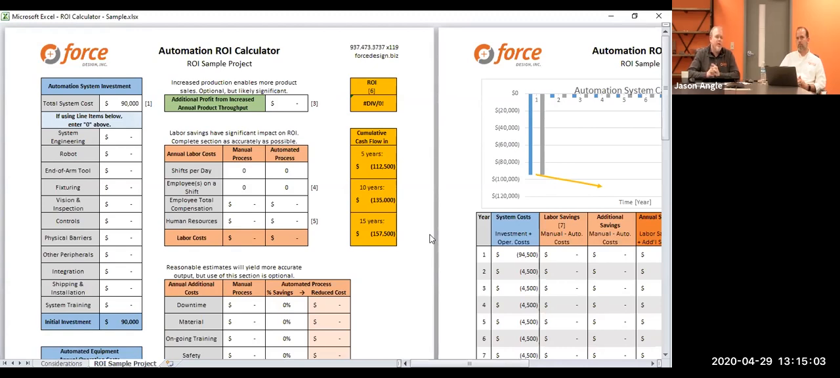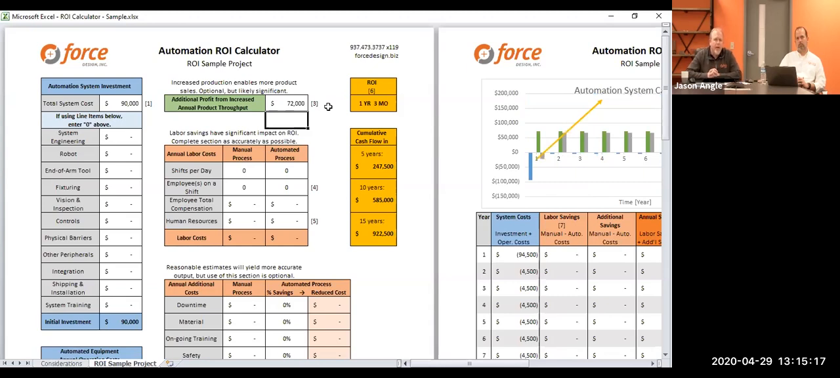Now, in this case, our customer shared with us that they did increase their throughput by automating. And because of that, they're making an additional $72,000 a year. I wouldn't have to put that in there. We could leave that blank. But in this case, we know what that is because they did increase their throughput. They've decreased their cycle time, and they're making more parts. So we'll fill that in there.